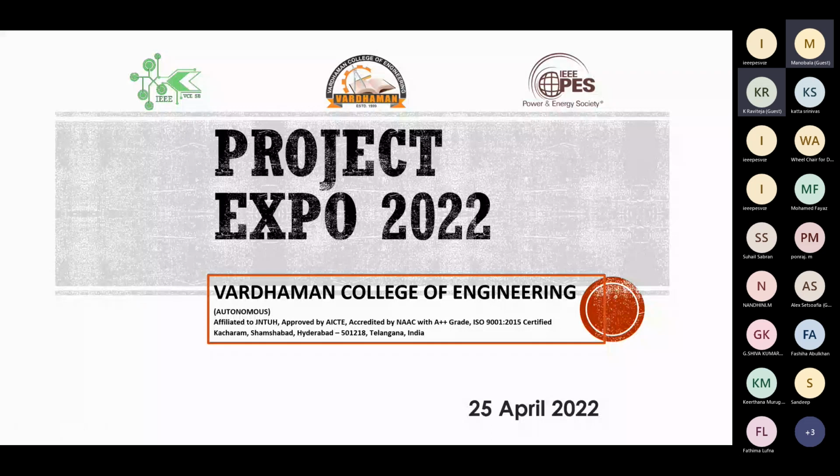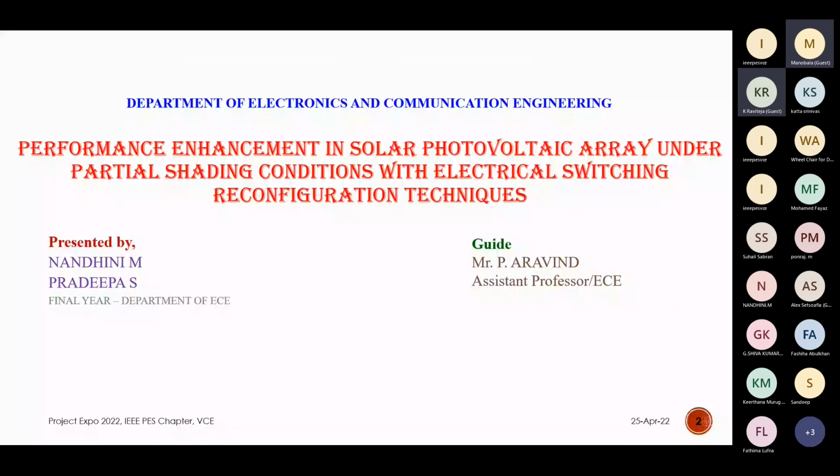My name is Pradibha and my teammate is Nandini, studying in final year ECE department from Comrade College of Engineering and Technology, Virudhunagar, Tamil Nadu. Our project title is Performance Enhancement of Solar Photovoltaic Array under Partial Shading Conditions with Electrical Switching Reconfiguration Techniques. Our project is guided by Mr. P. Arvind Sir, Assistant Professor in ECE.